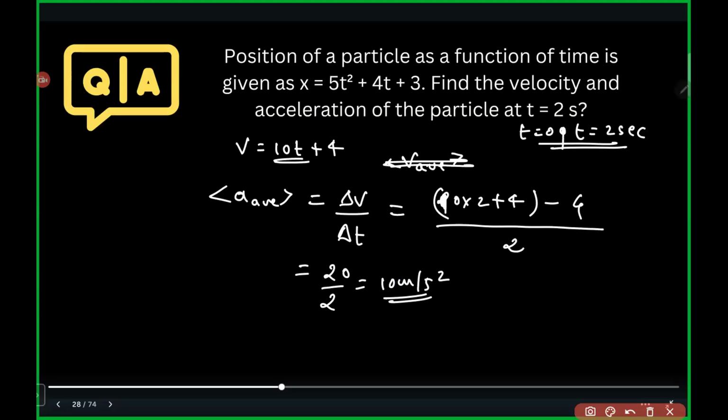In this question, acceleration is a constant. That's why instantaneous and average acceleration are the same. But whenever the acceleration is varying with position or time, then you won't get the same acceleration. Remember this thing.